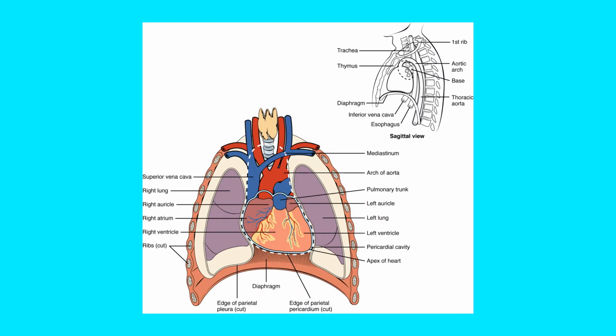And so this is a diagram just showing the placement. As you can see, it is slightly tilted towards the left side. For that reason, the left lung, volume-wise, is slightly smaller than the right, because you have to have room for the heart in there.